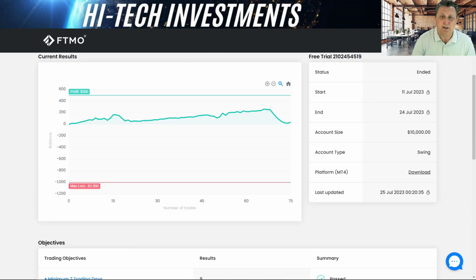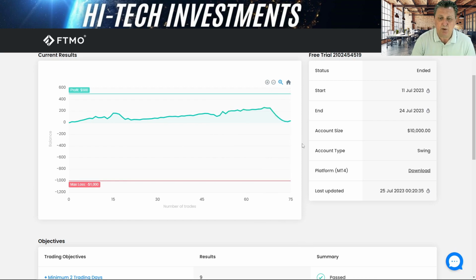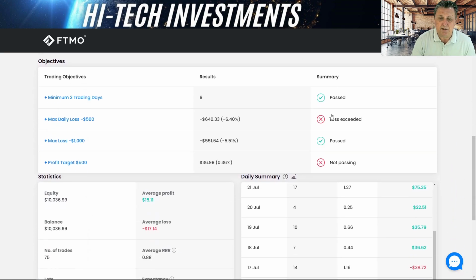Let's have a look at the last account we had, the 10,001, and that went really, really badly. Again, starting date 11th of July, end 24th of July, and then account size 10,000, also a swing account. We were making quite good progress on this one. The profit that we were looking for was $500, and the balance at the time was 254, and then things went really wrong again. As I said, it shouldn't have done that. So definitely something went wrong on the copy link side.